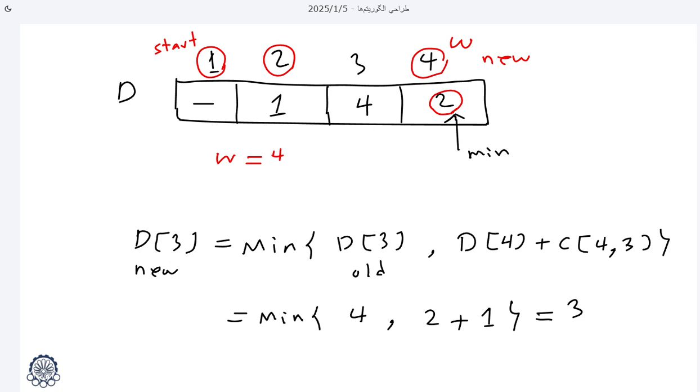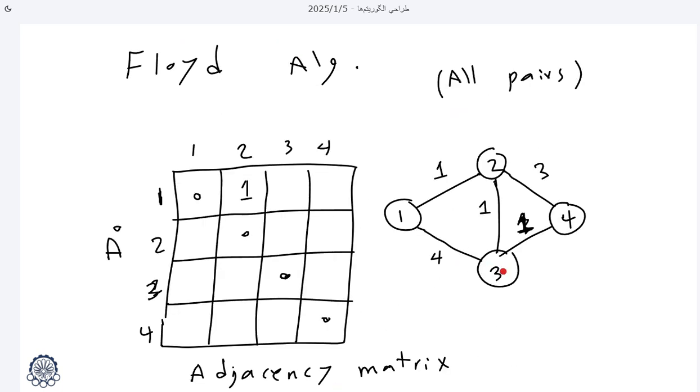So let me update the picture. This is node 4 and this is node 3. Okay. In row 1 and column 3 we put infinity because there is no edge between node 1 and node 3.